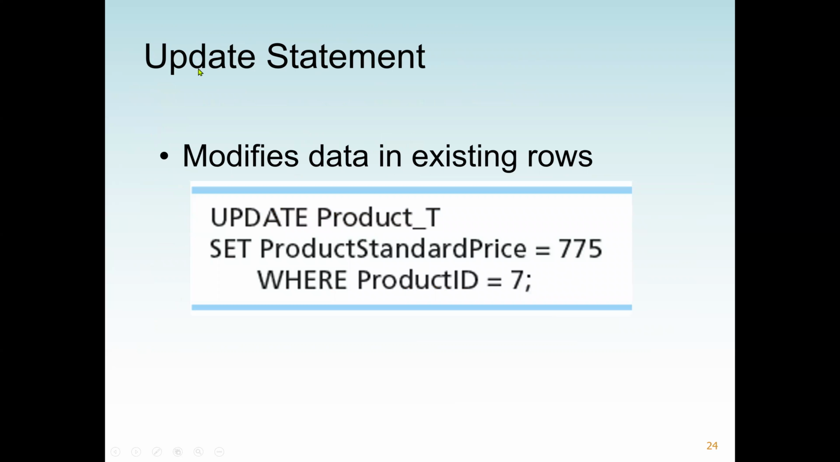We can also use the keyword update statement. Update statement means we want to edit or modify the content of the table. We have to specify the content. So example here, modify data in existing rows. So we have update product T, and we have set product standard price to 775 where the product ID is 7.